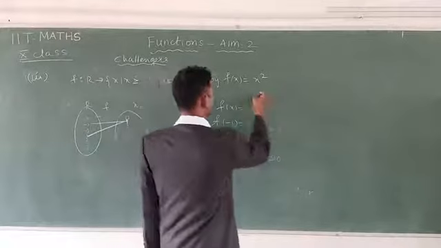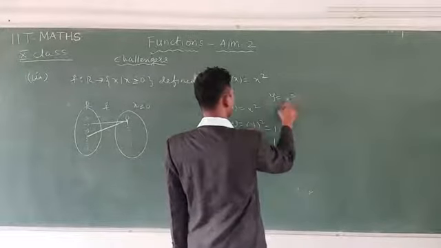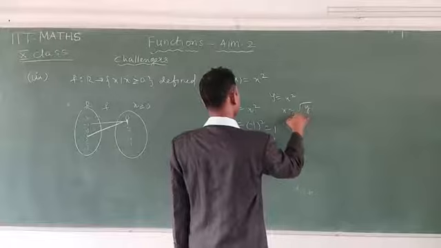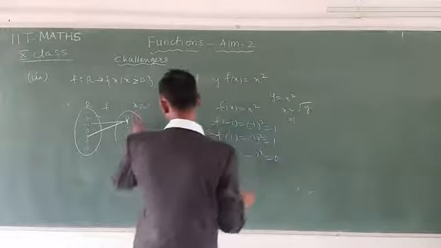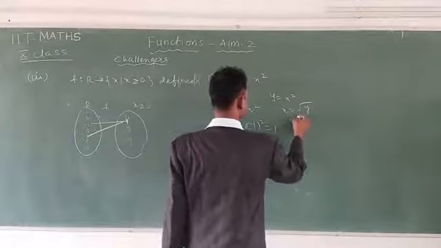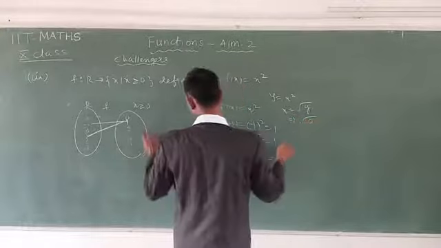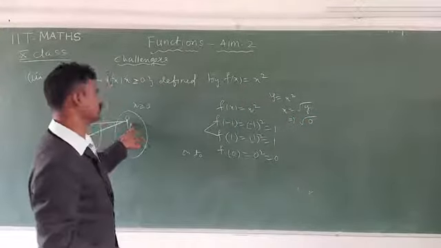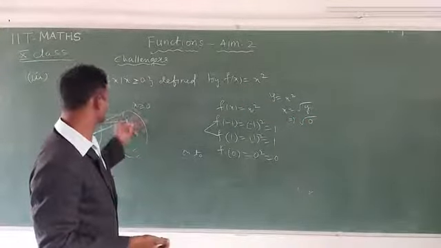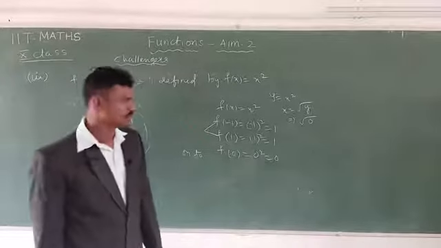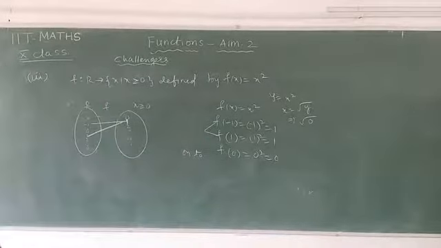Or otherwise here y is equal to x square, x is equal to under root y. Under root y means you have to take only positive numbers. You can take any number. Y you can take 0, 0 possible, under root 1 possible, under root 2 real numbers. Okay, this is onto function. Note down.